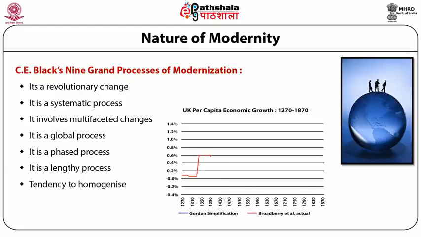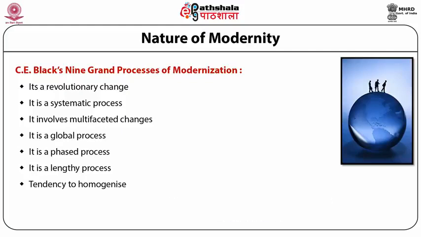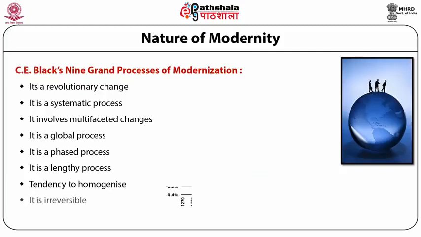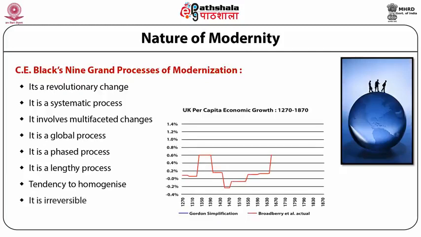Modernization has a tendency to homogenize. In other words, modernization tries to establish cultural homogeneity in heterogeneous or multicultural societies by promoting certain universal values of liberalism like equality, liberty, justice, and fraternity. Modernity is irreversible. Once it starts, it cannot be reversed. And related to this is the last feature of modernization, which is that modernization is progressive.